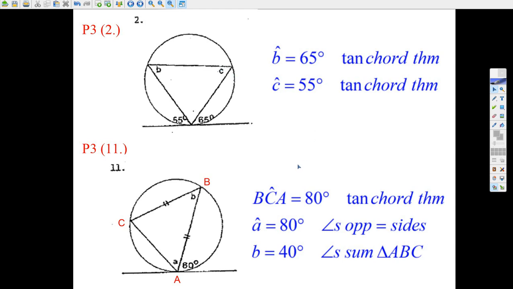Okay, tan-chord theorem. Well, let's take a look at this one. There's 80 degrees, and there's the top of the triangle and the other side that opens up to AB, the chord we're talking about. So this angle C, BCA, must be 80 degrees. Tan-chord theorem. So we know that's 80. But these two sides are the same, so then A must be 80 because angles opposite equal sides.